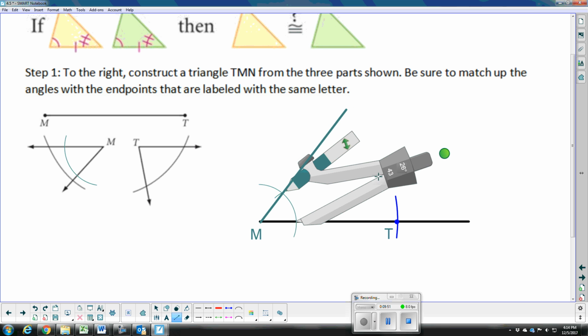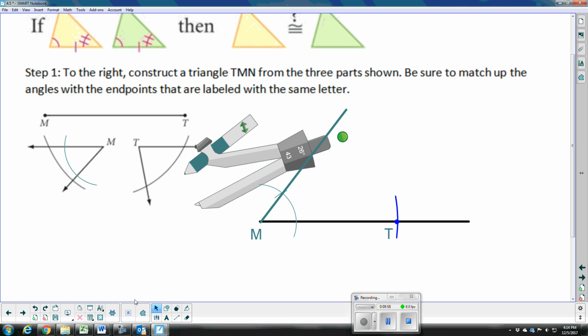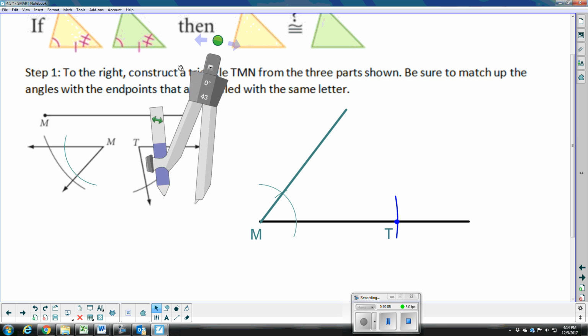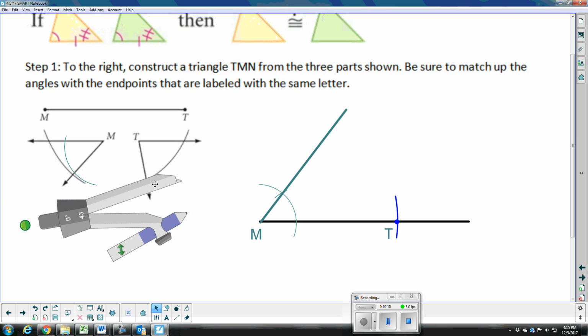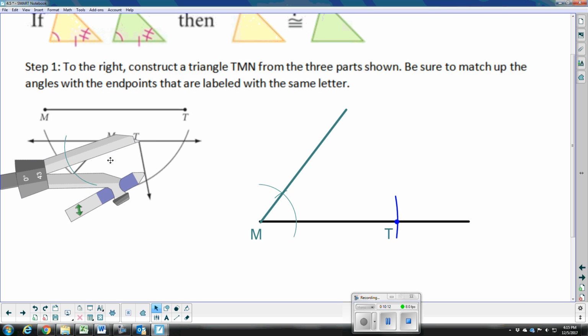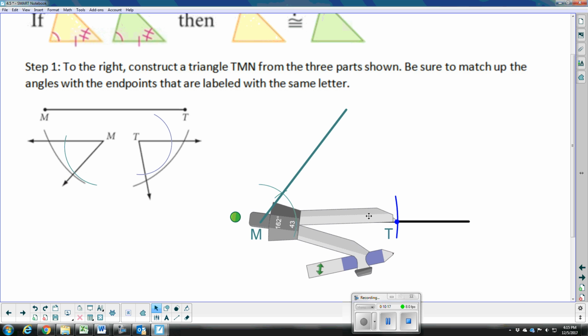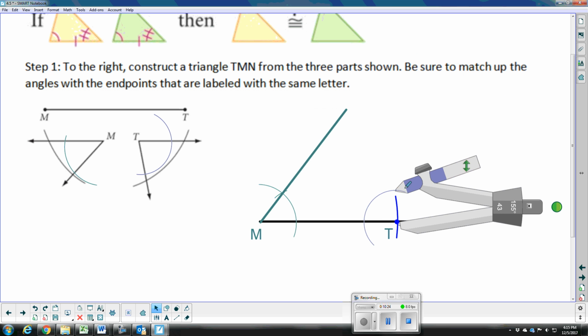Now we need to duplicate angle T. So we're going to do the same exact steps. To duplicate angle T, we're going to put our point on the vertex of angle T. We're going to draw an arc. We're going to draw that same arc over here on our new segment. And then we're going to measure how big that angle is.